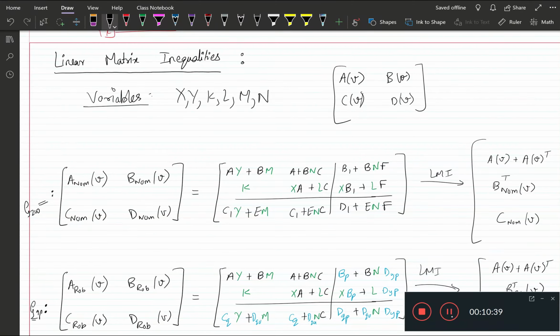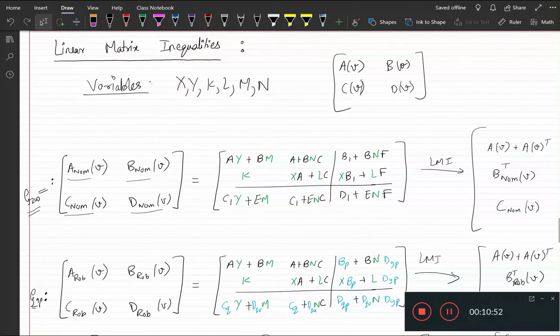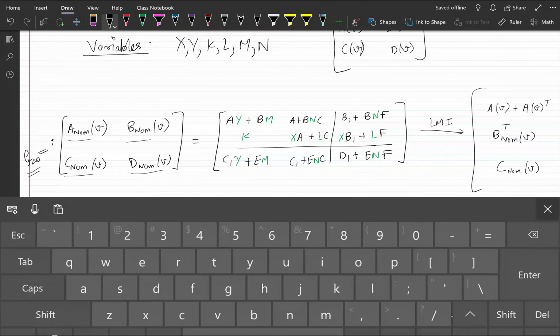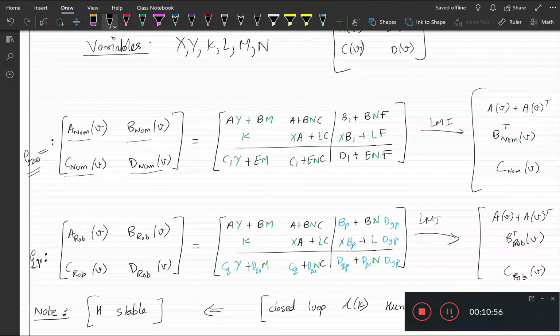So for the HZW system, we can write A of V, B of V, C of V, and D of V. We call this A norm, B norm, C norm, and D norm for the nominal system. And we can define for the robust system A rob of V, B rob of V, C rob of V, and D rob of V. Note that the A matrix, or the A of V, is the same in both.